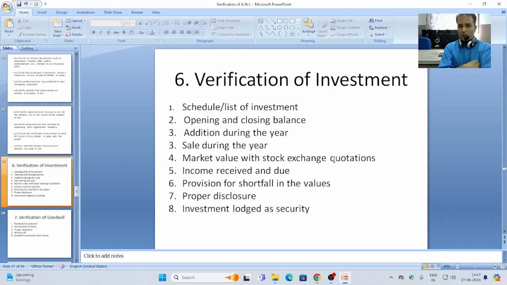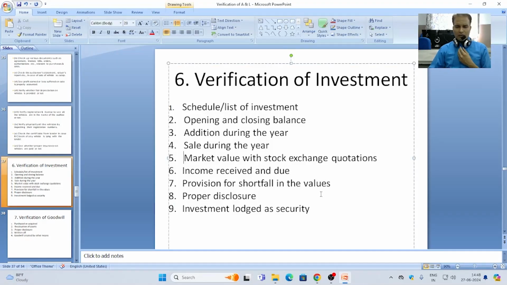Then he has to go through the opening and closing balances of the investment. Opening balance should be verified with the previous year audited balance sheet, and for arriving at closing balances, addition or sale of investment during the year should be considered. The auditor has to verify that if there is any new investment or addition in investment during the year, then it should be properly accounted for and added in the opening balance of the investment account.